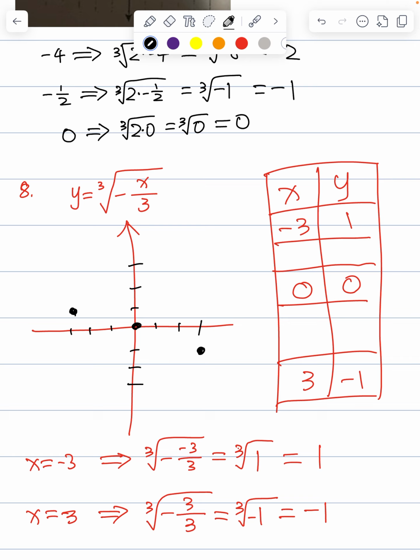The graph should look like... maybe we should choose another point, 0, 1. But the graphing plane is so small, so maybe we just do this. I'm not sure the graph should look like this. Yeah, it should look like this, like that goes to 0. You can also use a graphing calculator, Desmos.com, and plug in the function and check the graph.